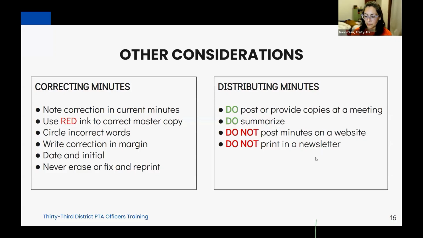When you distribute your minutes, you're going to provide copies at a meeting. You can summarize. You cannot post minutes on a website, and you do not print your minutes in a newsletter. If you have an association meeting, you can have some copies and have them passed around. A lot of times for council, we put them on the wall, and then when we're done with the meeting, we take everything back.